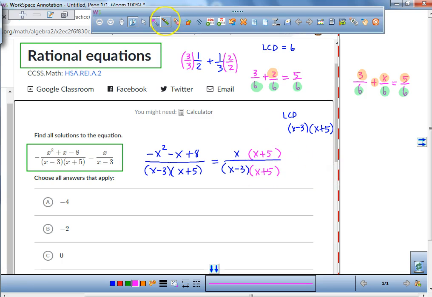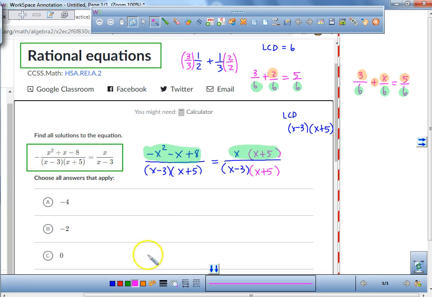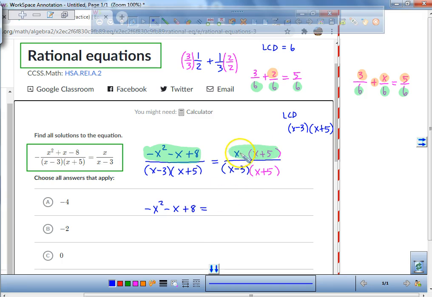Now, what I need you to understand, now that you've done that, you can say this, everybody. This is now equal to this. You guys see that? This will now equal this. Just like 3 plus 2 equaled a 5. This trinomial will equal this, the product of this monomial and that binomial. So here's all you got to do. Just write down negative x squared minus x plus 8 equals x times x, which is x squared.